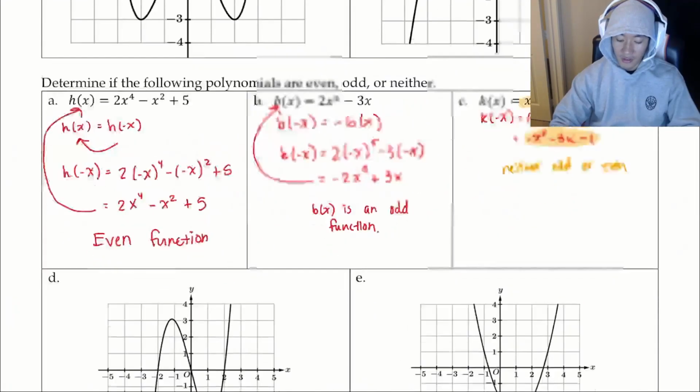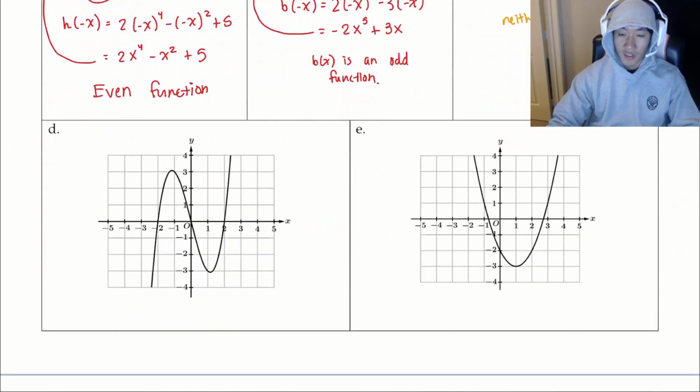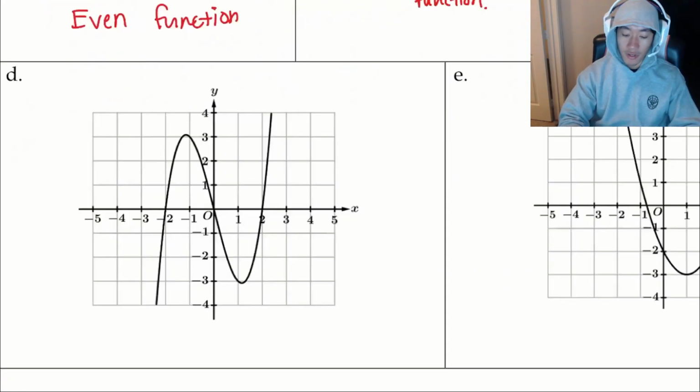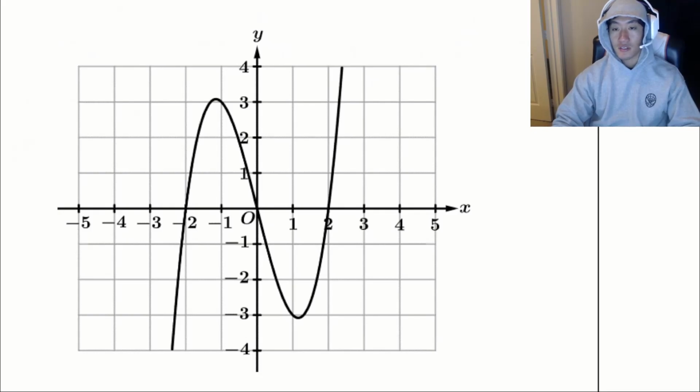Let's move on to the next part here. All right. So we want to be able to look at these graphs here and determine whether or not they are even or odd functions. Some of us might be able to see it very inherently, just graphically. I'll just say that for sure this one is an odd function, right? It is symmetric over the origin, right?